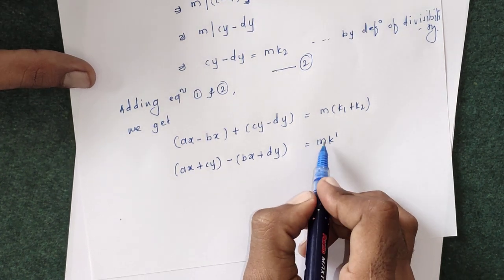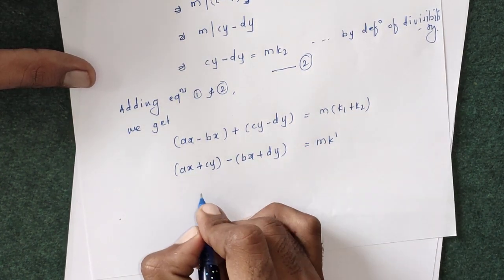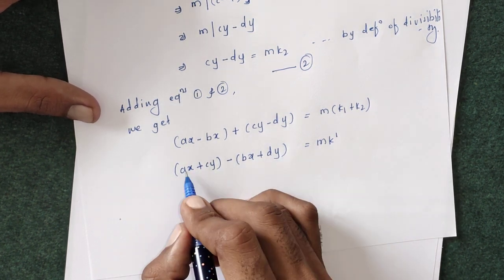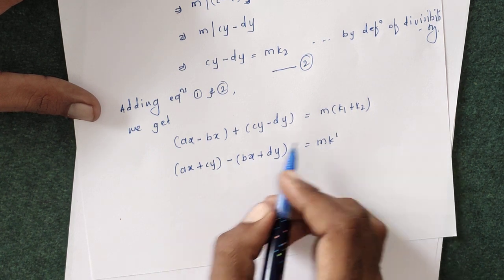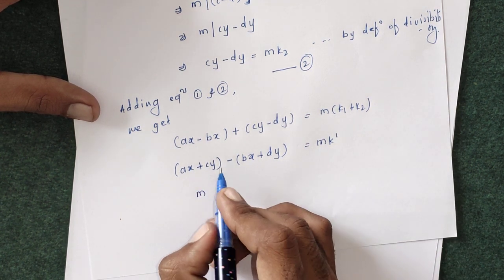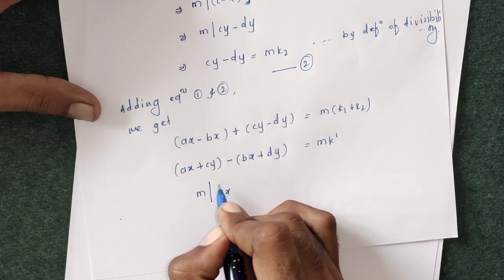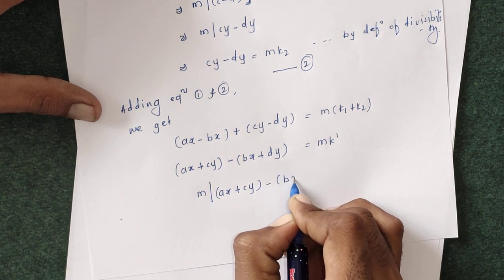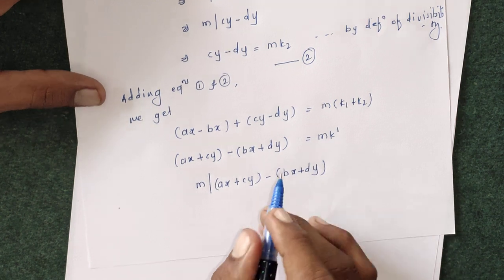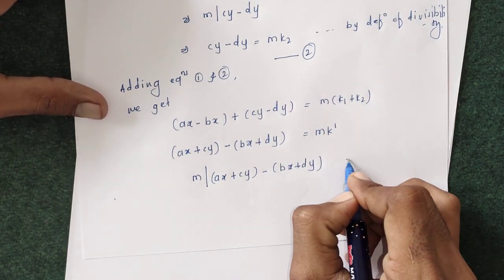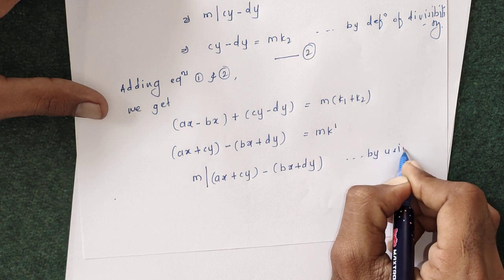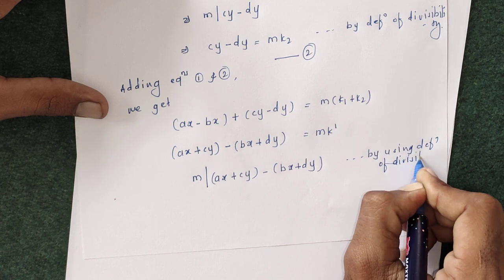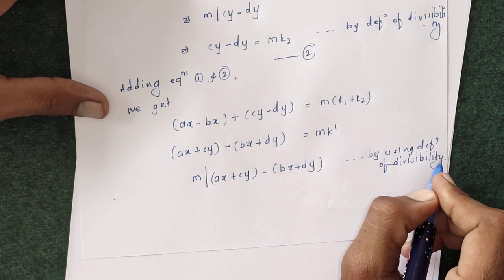So now using definition of divisibility, we can say that m divides this difference, that is ax plus cy minus bx plus dy. Using definition of divisibility, we get m divides ax plus cy minus bx plus dy.